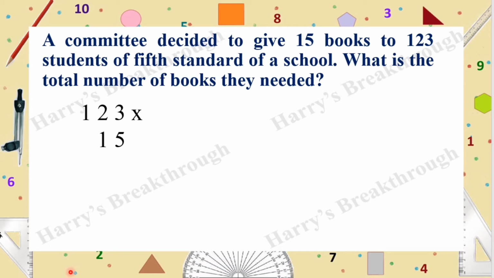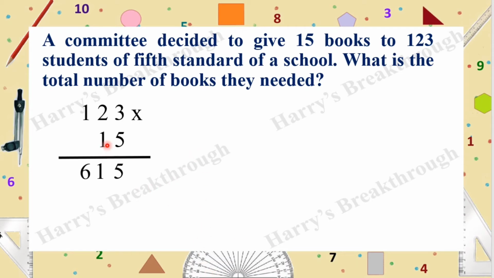123 into 15. 5 into 3, 15. So let's put 5 here. Remainder 1. Then 5 into 2, 10. 10 plus 1, 11. So let's put 1 and remainder 1. 1 into 5, 5 plus the remainder 1, 6.